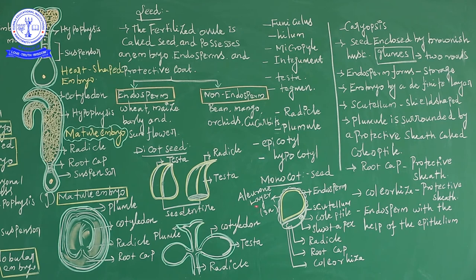So that aleurone layer is present in the upper region. The condition is called the 3N condition. And then, the diagram part is always important, as they ask questions for 3 marks or 2 marks, which is very, very important. Okay, and which part is very important in this monocot seed?